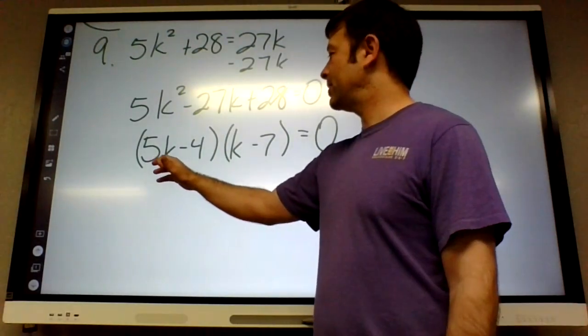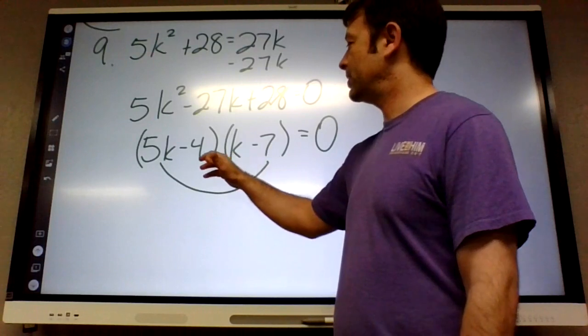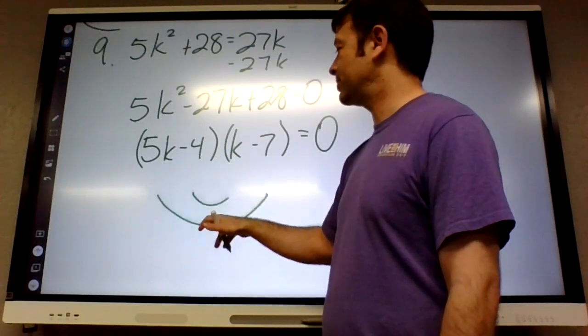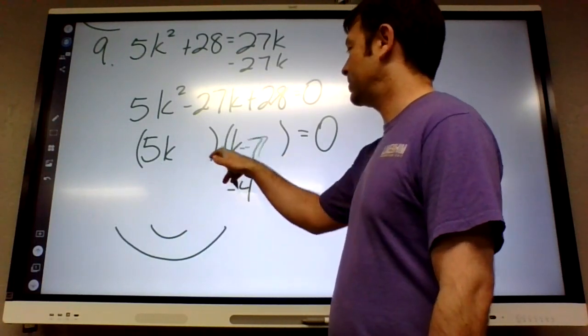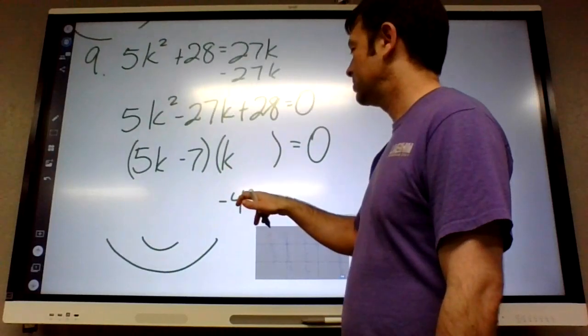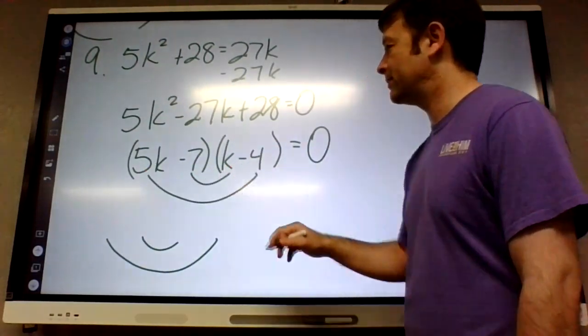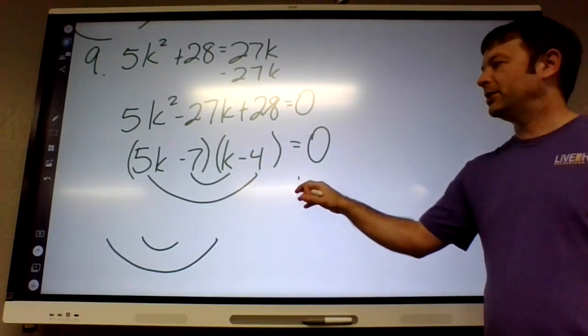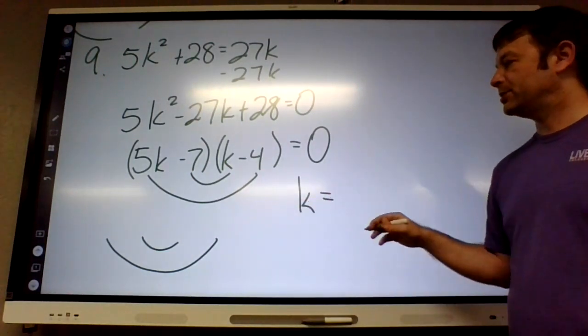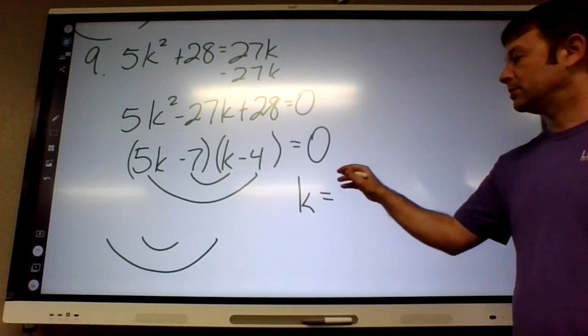What's the outside? Negative 35 minus 4. Nope, that doesn't work. So let's try this. That works. Negative 20, negative 7. So Trey, what are the two answers? 7/5 and 4.